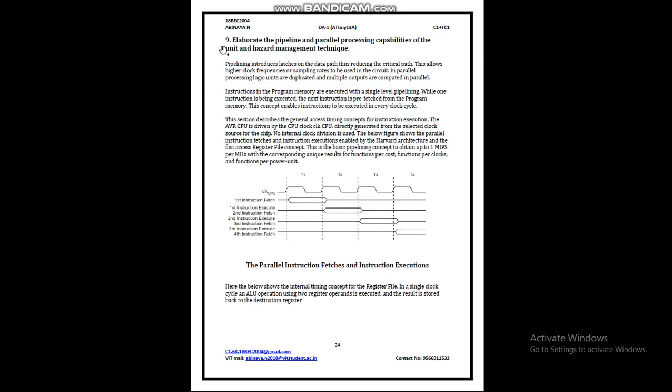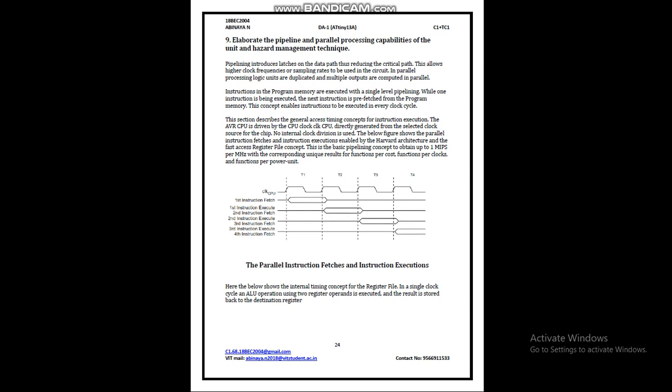In the ninth question, they have asked to elaborate the pipeline and parallel processing capabilities of the unit and its hazard management technique. You can see that pipelining introduces latches on the data path, thus reducing the critical path. This basically allows higher clock frequencies or sampling rates to be used in the circuit.